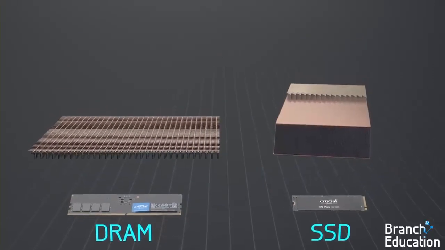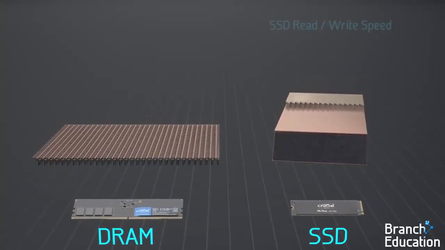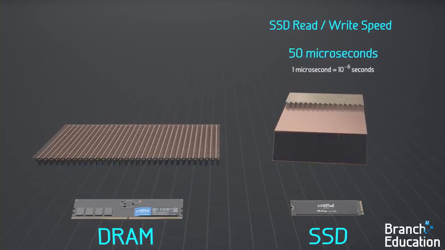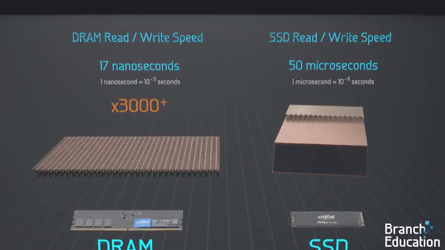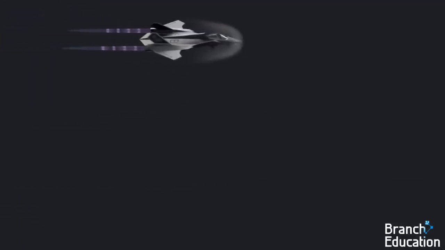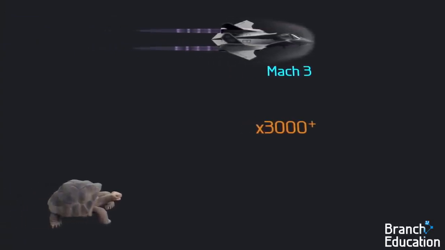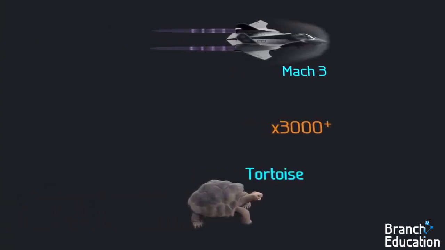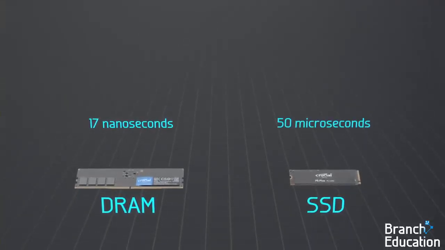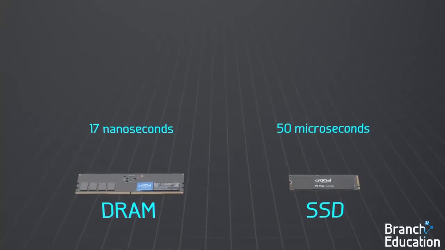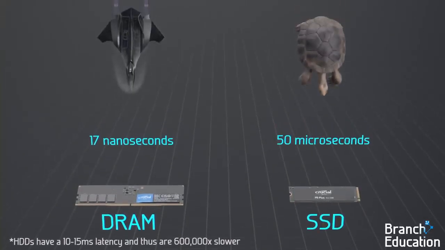Accessing any section of cells in the massive SSD array and reading or writing data takes about 50 microseconds, whereas reading or writing from any DRAM capacitor memory cell takes about 17 nanoseconds, which is 3,000 times faster. For comparison, a supersonic jet going at Mach 3 is around 3,000 times faster than a moving tortoise. So the speed of 17 nanosecond DRAM versus 50 microsecond SSD is like comparing a supersonic jet to a tortoise.